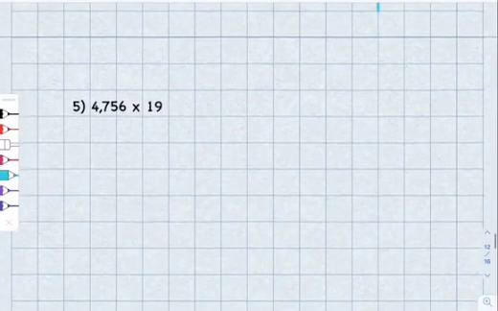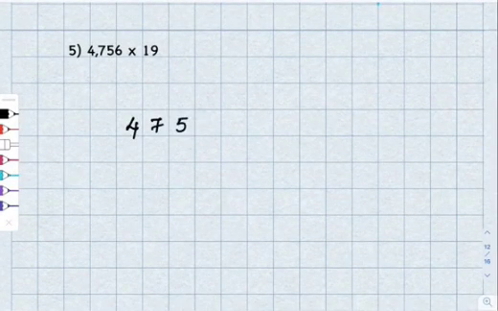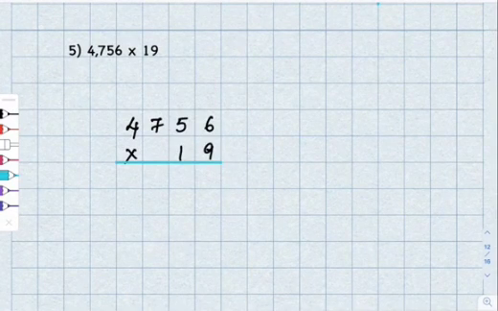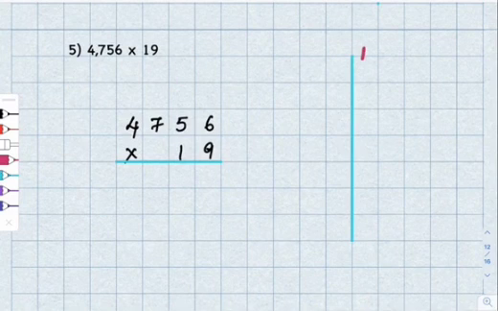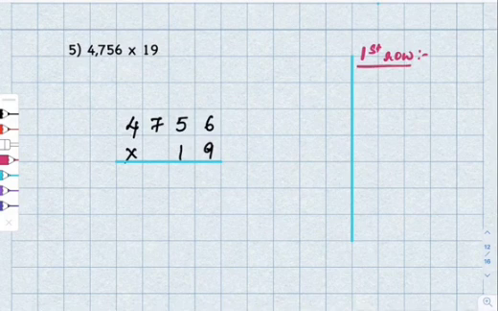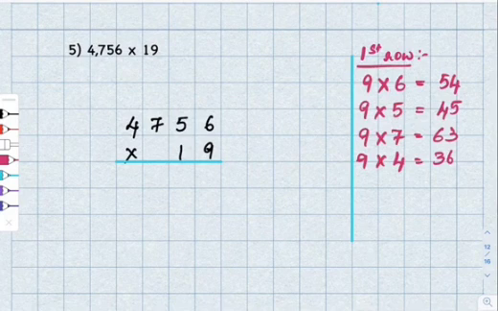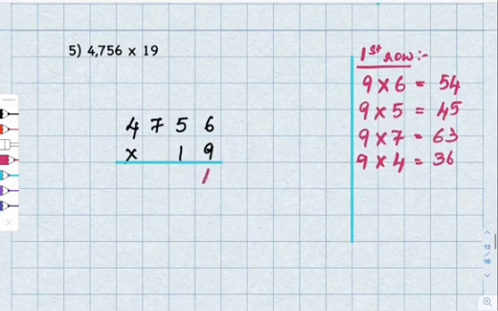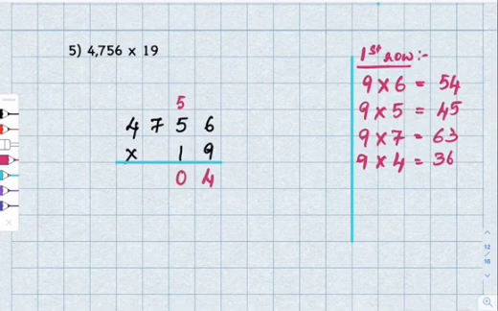Moving on to the next problem, 4756 into 19. Now for the working. The first row will have calculations with respect to 9. Now have the result written here, children. 9 sixes are 54. 4 goes at the bottom, 5 on top. 9 fives are 45 plus 5 is 50. 0 at the bottom, 5 goes on top.